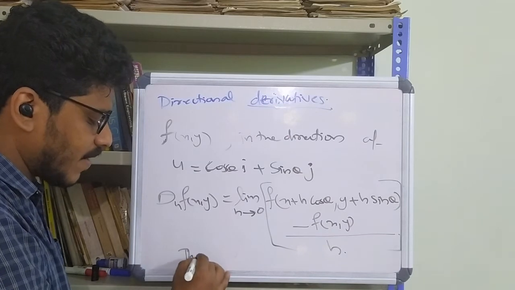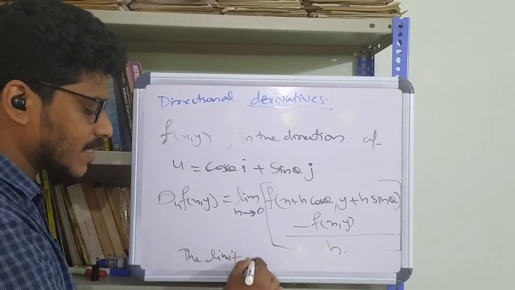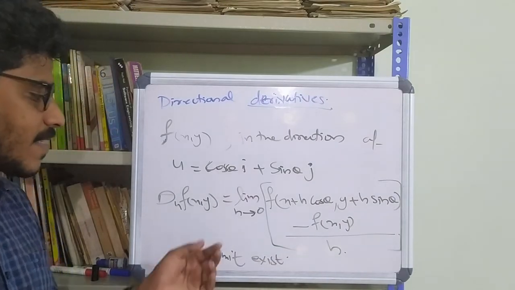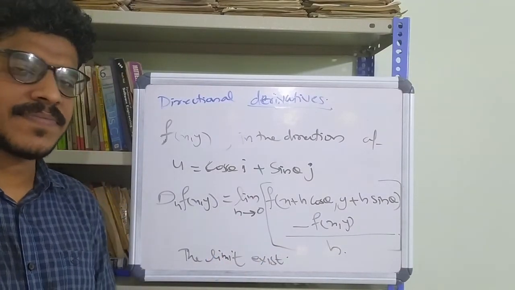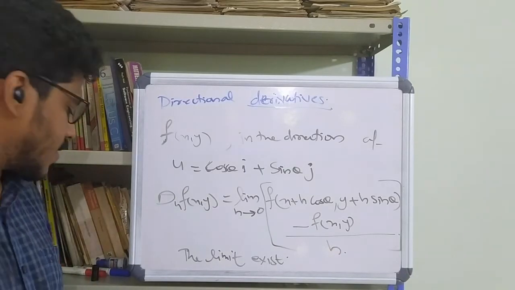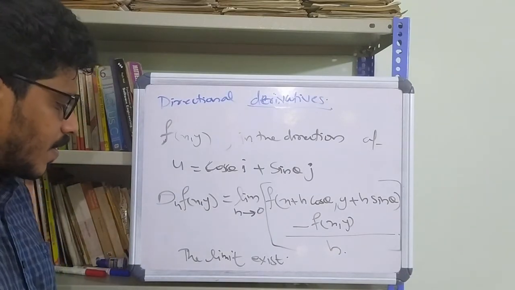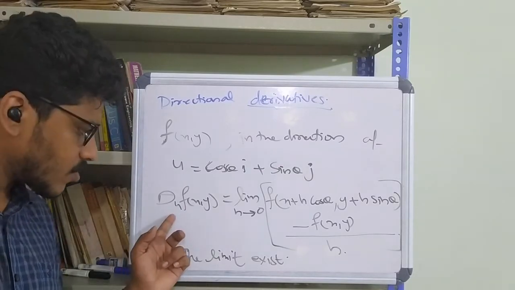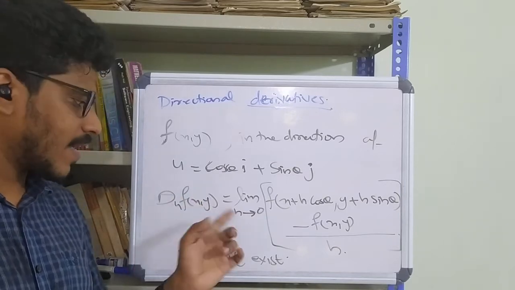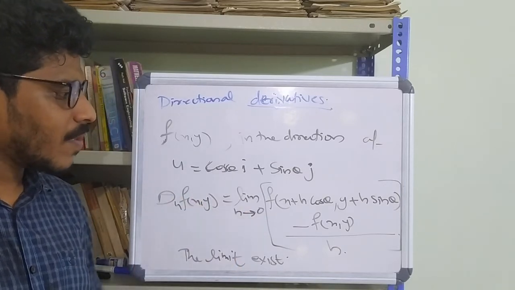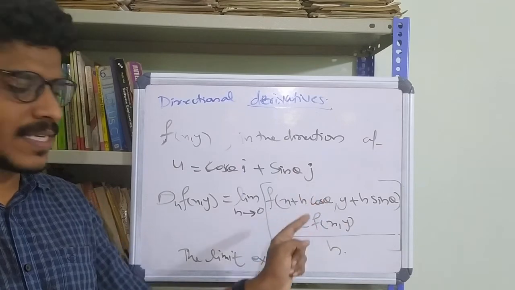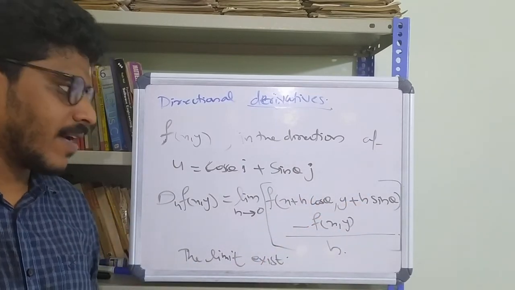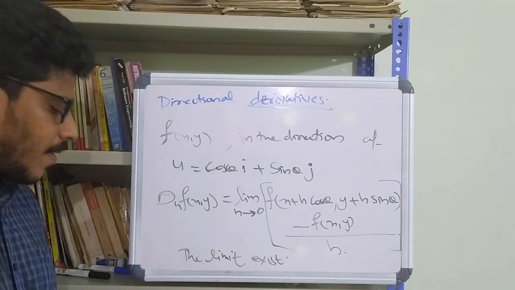Provided the limit exists. We have seen that the limit need not exist everywhere. So this definition stands valid when the limit exists. So let's have a relook at the definition. The directional derivative of the function f of x, y in the direction of u at x, y is given as the limit as h tends to 0 of f of x plus h cos theta, y plus h sin theta, minus f of x, y. Okay.